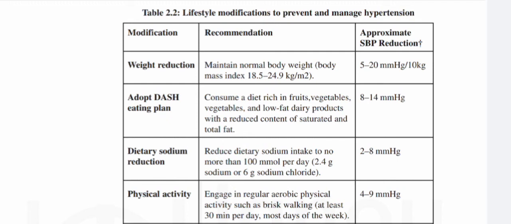Adopt the DASH eating plan. Recommendation: consume a diet rich in fruits, vegetables, and low-fat dairy products with a reduced content of saturated and total fat, toned milk that is. Approximate SBP reduction 8 to 14 mmHg.